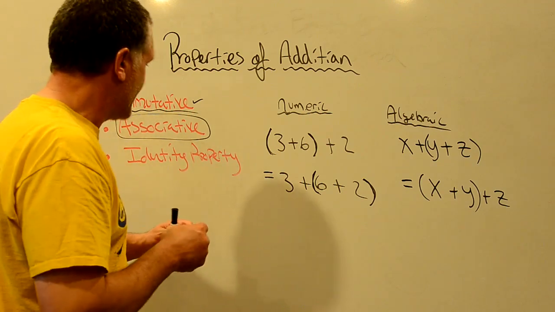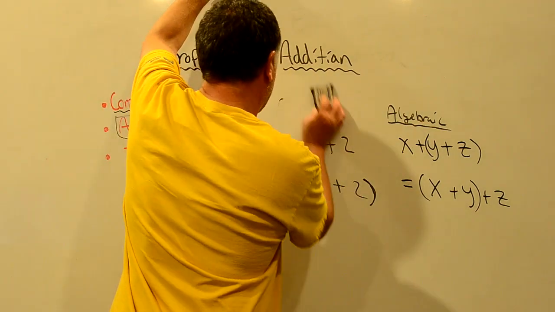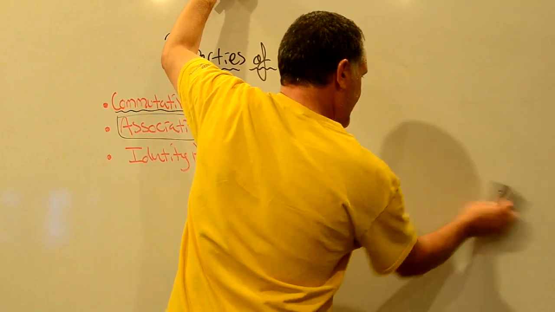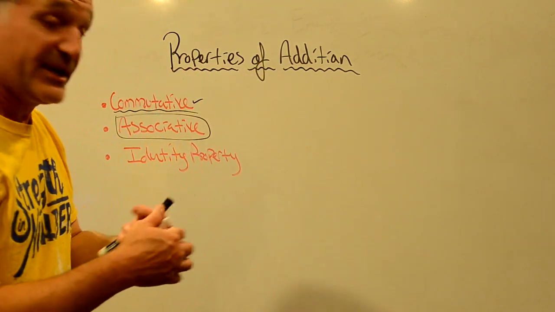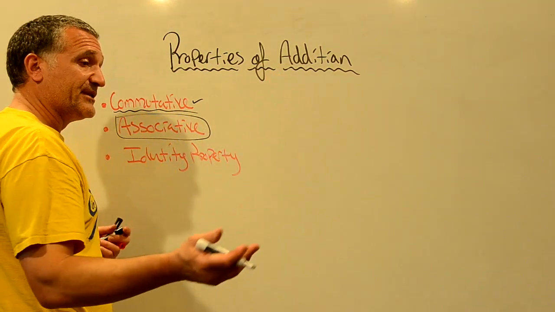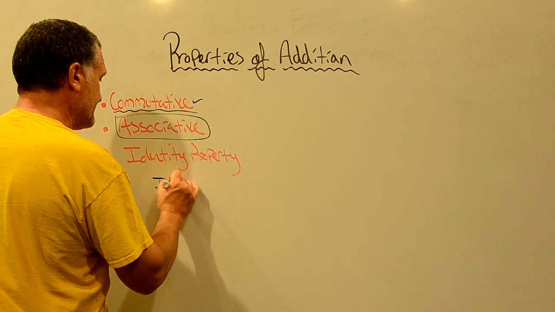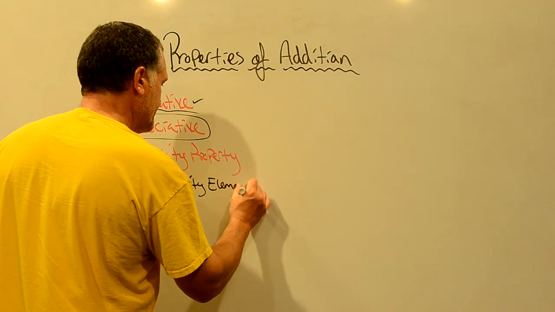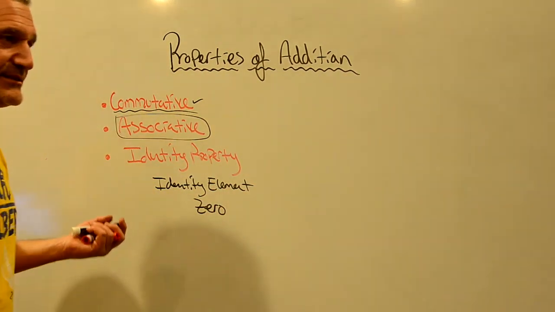Okay. The last property we want to talk about is the identity property. There's an identity property for addition and an identity property for multiplication. The identity element for addition is a little different than the one for multiplication. So the identity property has an identity element, and it's our good friend 0. Basically, it's a pretty simple concept.